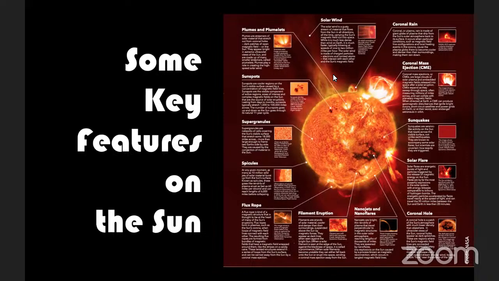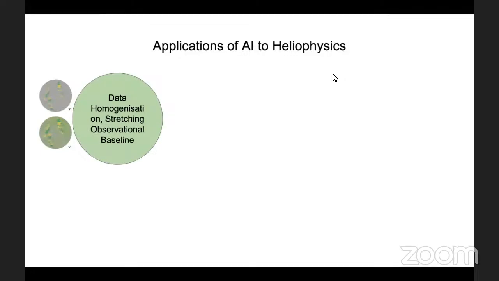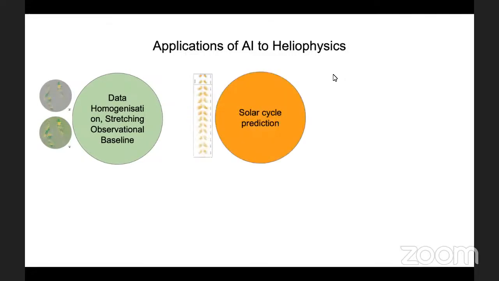I had the privilege of supervising two MTech PhD students. One was from Calcutta University, and they got interested in 100 years of original data, and they did this feature recognition. And now, of course, both of them have good jobs in the US and are doing high-level publications as well. So, what are the applications of AI? One is data homogenization and stretching the observation baseline. I will give you an example. We are observing in so many different places with certain differences in the instruments. How do you homogenize? How do you compare one data set with another? Calibration is a very, very difficult task. Again, machines can help us.